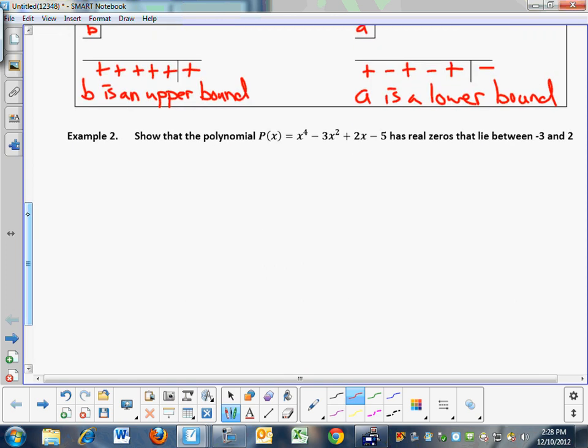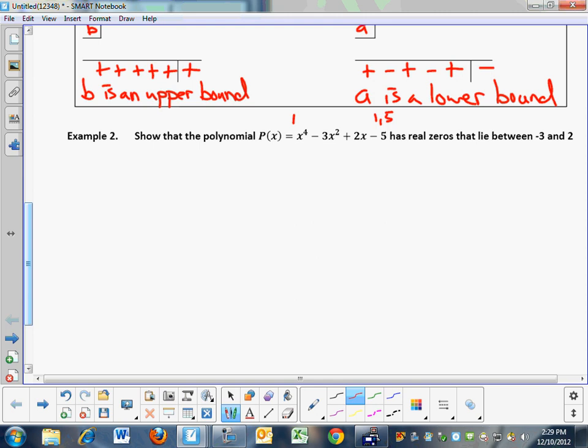So let's look at the example. It says show that the polynomial right here has real zeros that lie between -3 and +2. If you were to use the rational roots theorem on this, what would be your p's? 1 and 5. What would be your q's? 1. Okay, so that's what you would try. And I'm going to tell you that you don't need to plug in 5. You don't need to try 5 at all. And we could show that 5 is not a realistic opportunity to be a root. Obviously, you could plug it in, but there's another way.